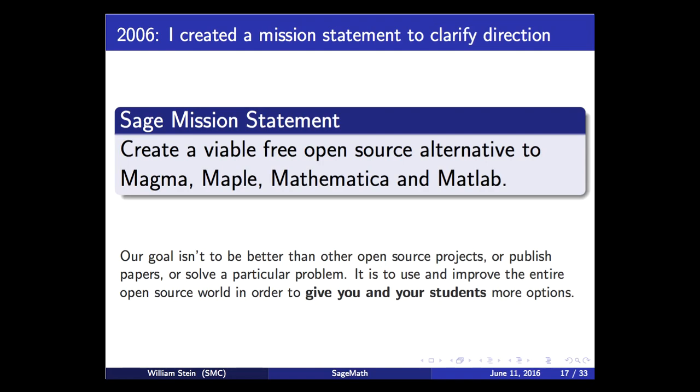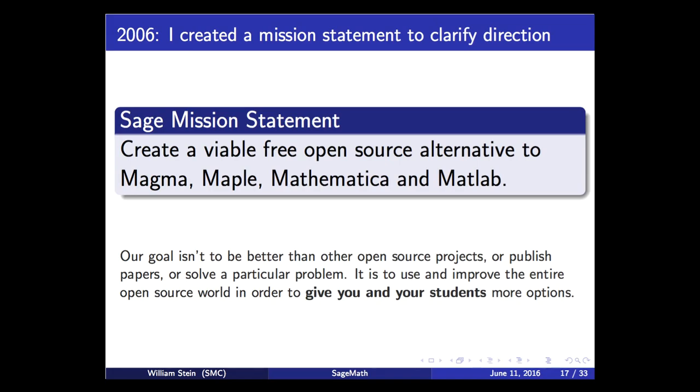And in order to clarify what makes sense to do in Sage and what doesn't, we came up with a mission statement, or I came up with a mission statement, which was create a viable, free, open source alternative to Magma, Maple, Mathematica, and MATLAB. What this means is different for different people. For me personally, it means that the sort of calculations with modular forms and elliptic curves that I want to do are possible in Sage. But for other people, for example, people teaching lots of calculus, it means that certain functionality that Mathematica provides, for example, is available in Sage. And this is a nice inclusive mission statement.